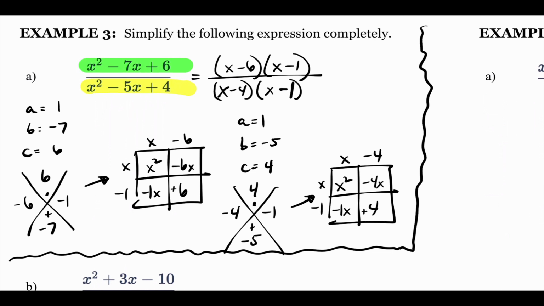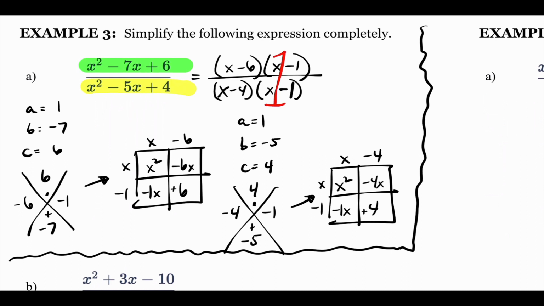Okay, so I factored the top, factored the bottom. Step 1 is done. They were trinomials, so I used the steps for trinomials. Step 2, cancel out anything that's the same on top and same on bottom. So they're both binomials now. Now I have a bunch of binomials. Are any binomials exactly the same?